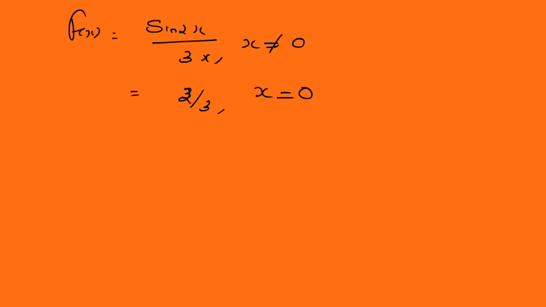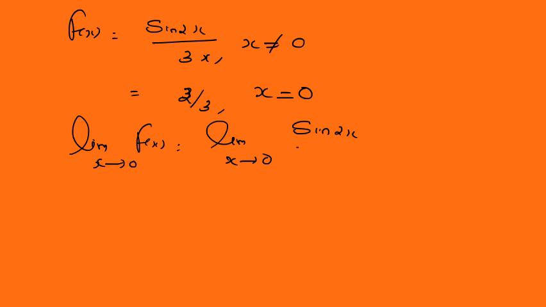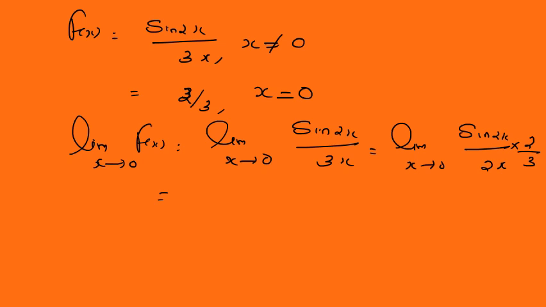So what you have to do is find out first limit x tends to 0 f of x. What is limit x tends to 0 f of x? X is not 0, x is approaching 0. So limit x tends to 0 sine 2x by 3x, you can write as sine 2x by 2x into 2 by 3. What is sine theta by theta? 1. So 1 into 2 by 3 is 2 by 3.